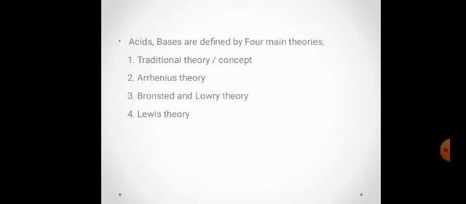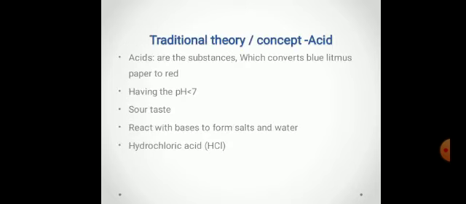Acid and base are defined by four main theories. First is the traditional theory or traditional concept. Next is the Arrhenius theory. Third is the Bronsted and Lowry theory, and last is the Lewis theory. So first, the traditional theory.